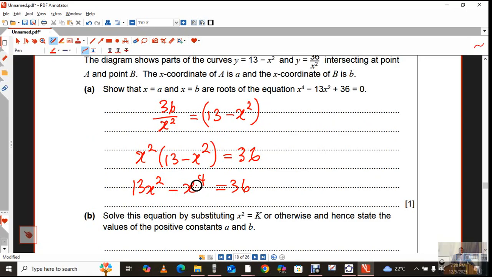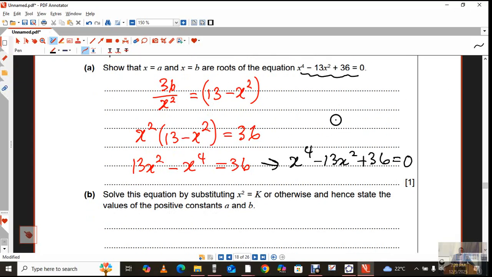If we move everything to the right so that it can look like this, that is going to give us x to the power 4 minus 13x squared plus 36 is equal to 0. That's it. So you equate, simplify and establish. That is what we need to do there, and then we have got it.